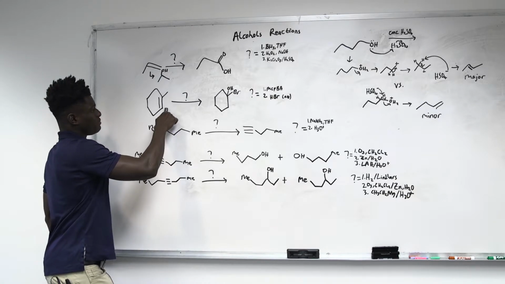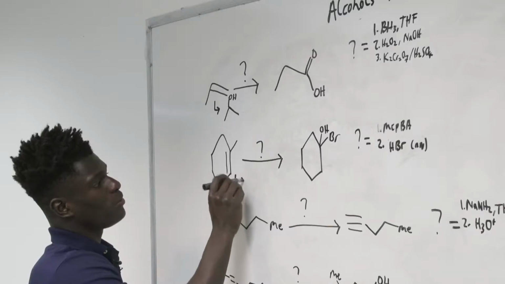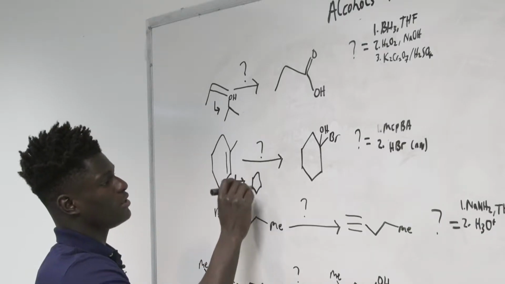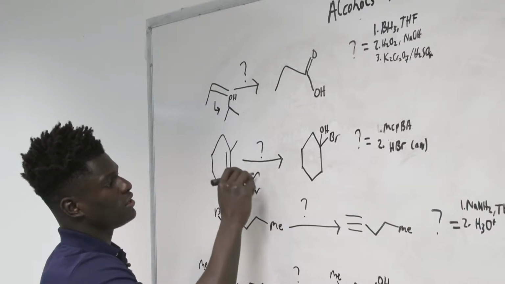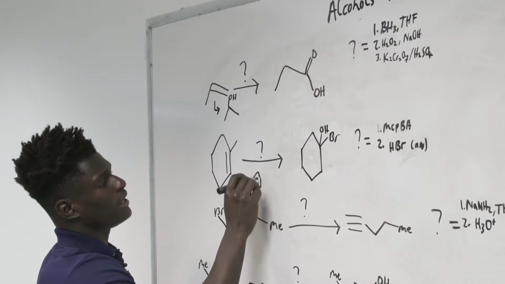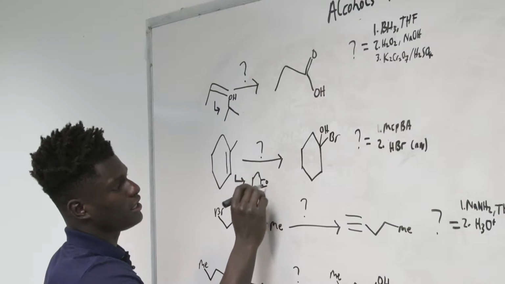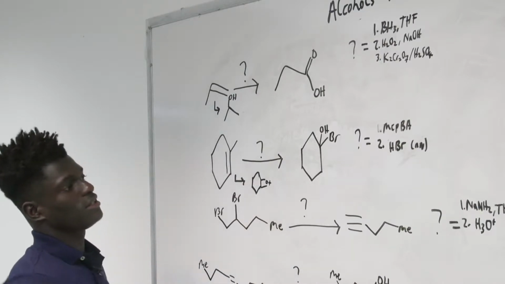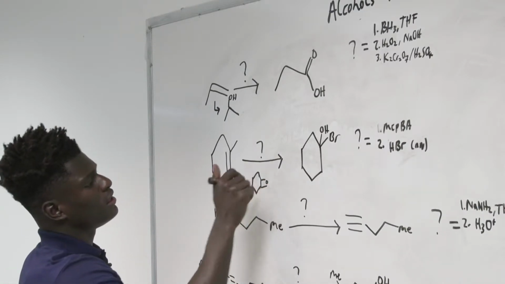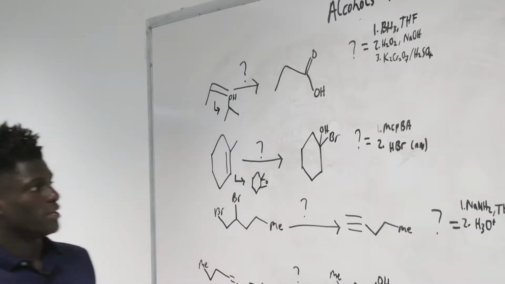So we know if we use MCPBA, we're going to get this molecule. Let me draw this better. We're going to get the epoxide, right? Like this, without the plus, with our methyl group there, right?